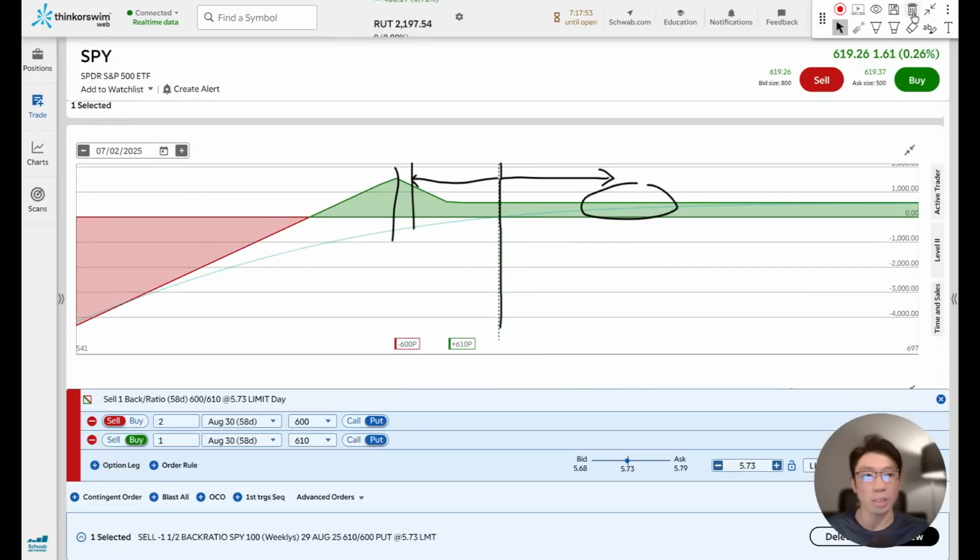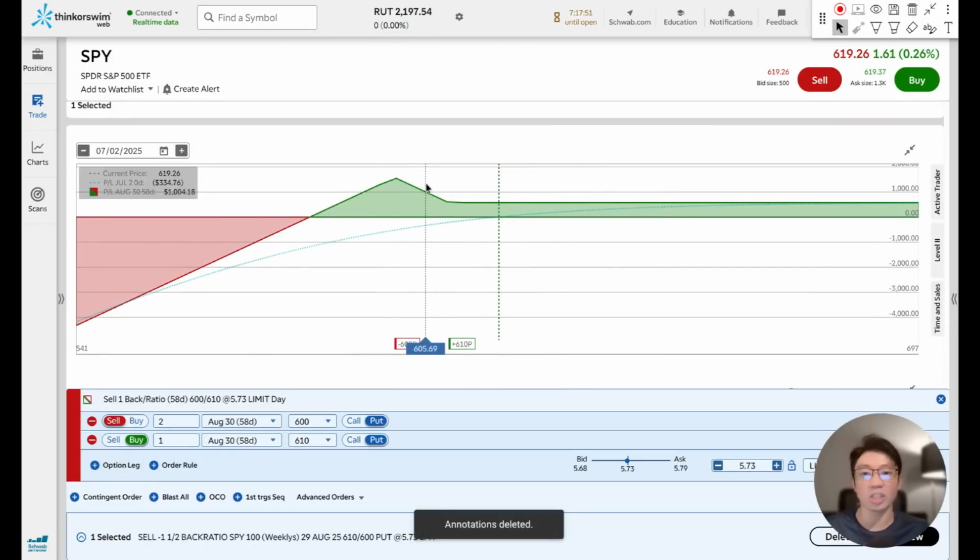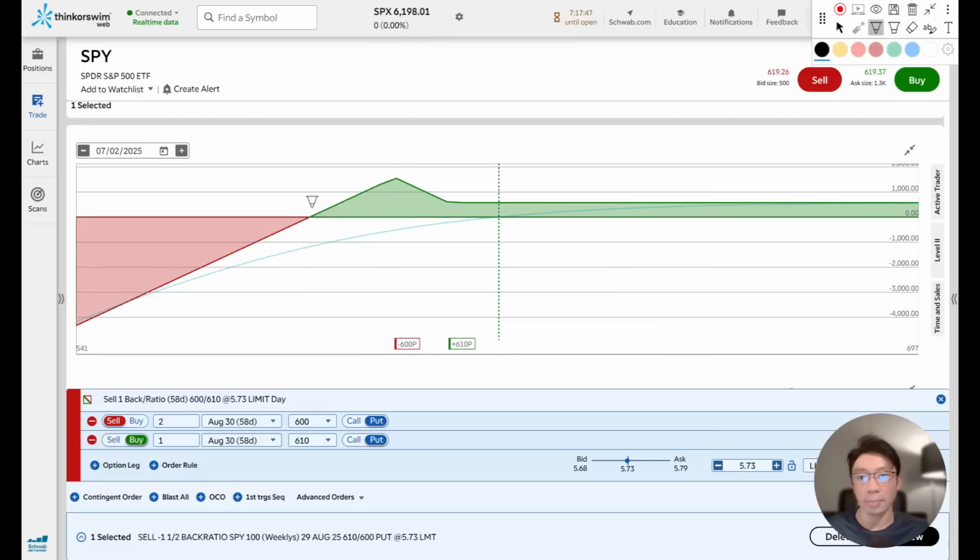And you can see straight away that the tent is so much bigger. Not only is the tent now much higher, but the break even is also pushed back a little bit more as well. That means to say, if the market was to come down, then it would have to travel a little bit further compared to the structure we saw just now in order for you to get into the loss area. So this is how you can make it a little bit more defensive by widening the debit spread.